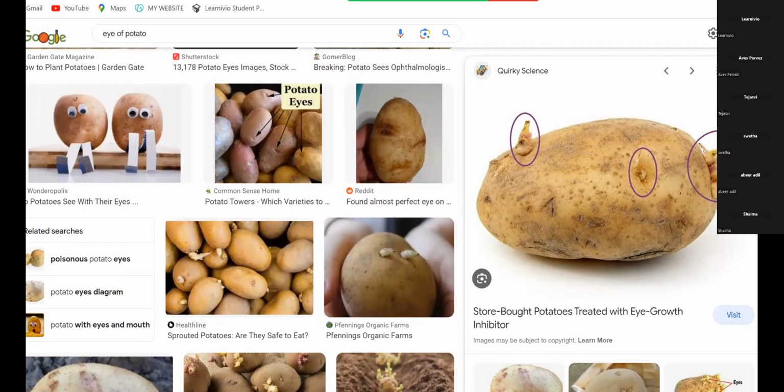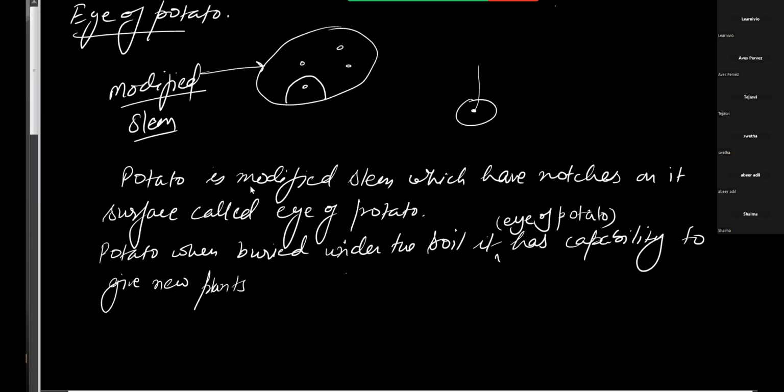Please note it down that potato is just a modified stem. Sweet potato is a modified root, and the normal potato is just a modified stem which has notches on its surface, called eyes of potato. When buried under the soil, it has the capability to give rise to new plants. So the eye of potato has the capability to give rise to new plants. Please note it down.